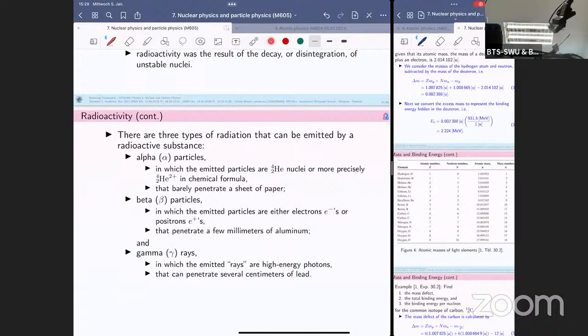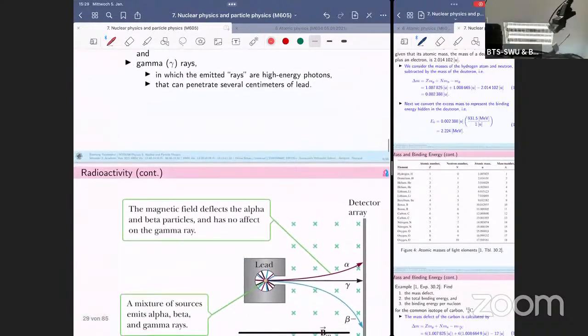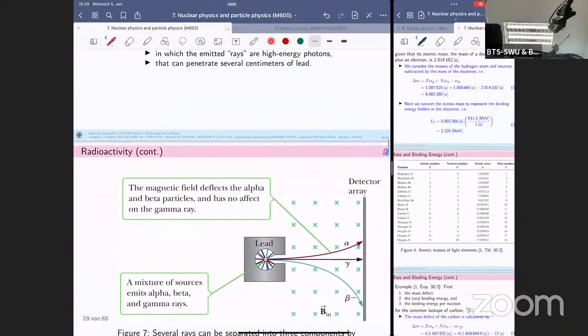The ability of gamma to penetrate something is the following: it can penetrate several centimeters of lead. Several centimeters, so it has a good penetration ability, and it's quite harmful to our body.